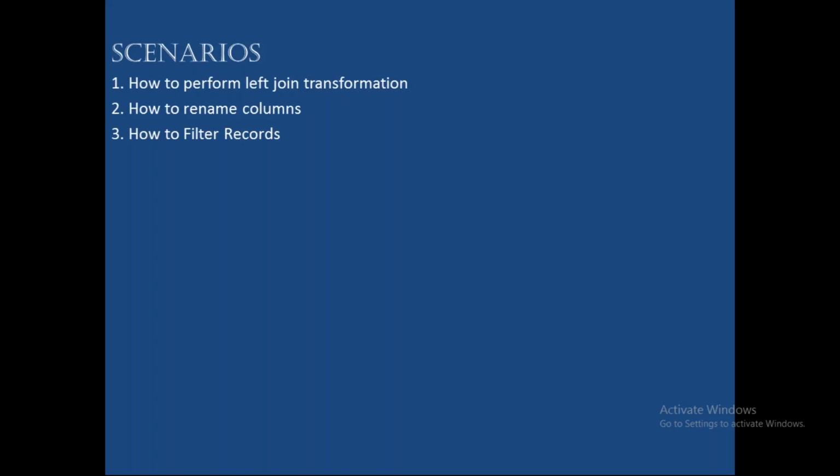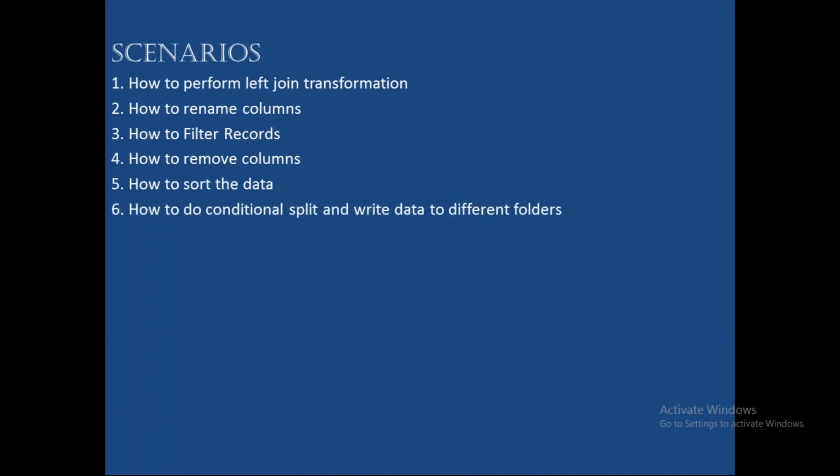I will tell you how I am going to filter out the records. Even if I explain, it will not be very clear, so in upcoming slides I will show you with some pictures so that it will be clear for you. After applying the left join, I'm going to filter the records. Then I will remove some of the columns which I don't require. Then I'm going to sort the data. Then I'm going to split the data, how to do conditional split and write data to different folders.